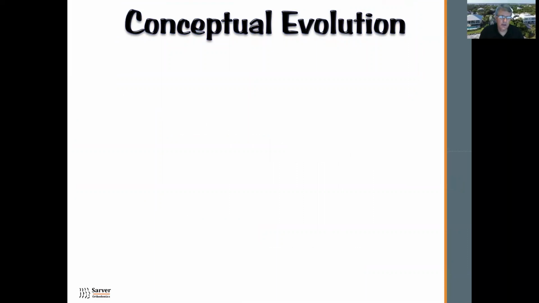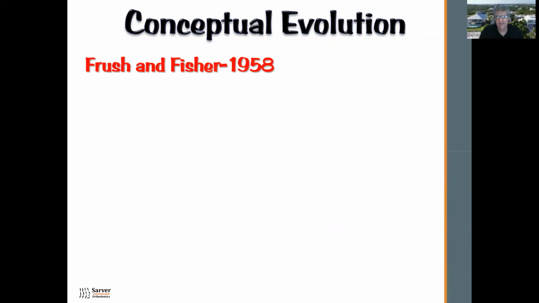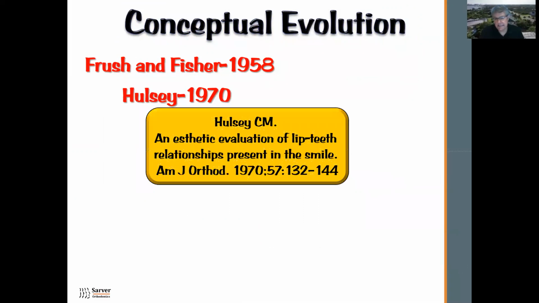Its conceptual evolution is fairly important. It started in prosthodontic literature in 1958. So this is not a new concept. It's kind of new to orthodontics and really something we're talking about a lot, but it started out as a denture concept because dentures were made flat looking, and Frush and Fisher figured out that that was not a natural appearing smile. Halsey in 1970 published in the American Journal of Orthodontics. So it appeared in orthodontic literature in 1970.